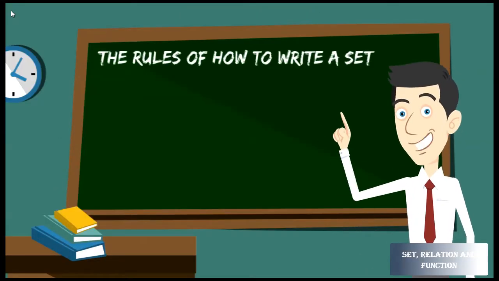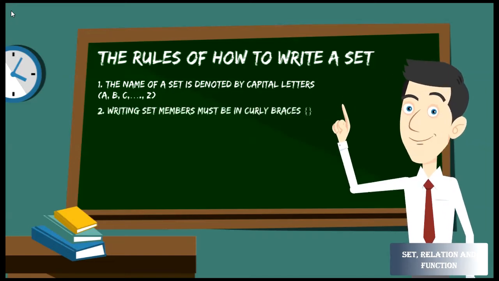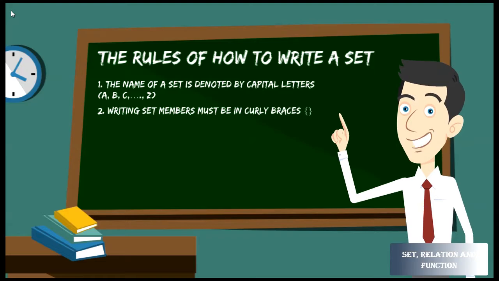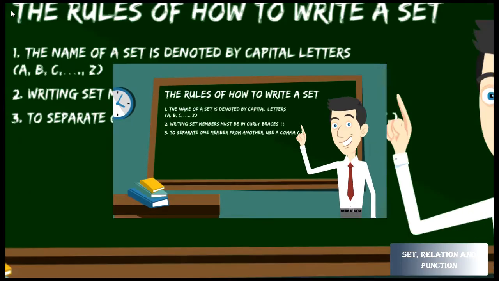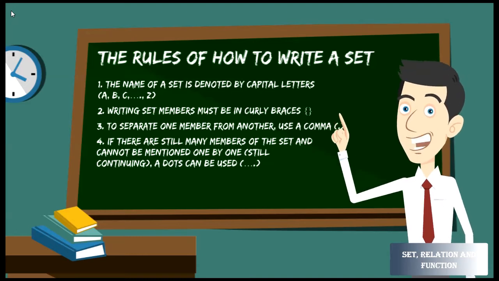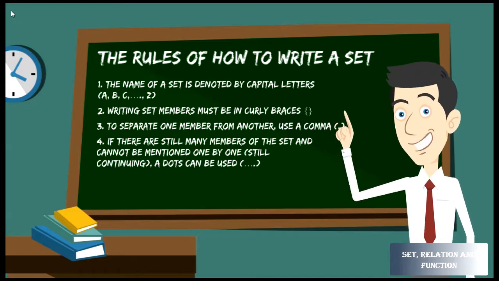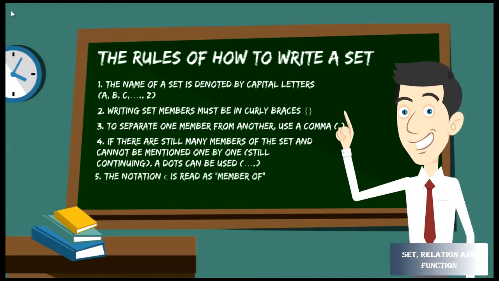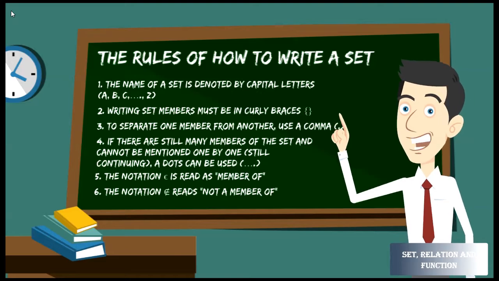Here are the rules of how to write a set. The first one is the name of a set is denoted by capital letters. The second, set members must be written in curly braces. Number 3, to separate one member from another, you use a comma. Number 4, if there are many members that cannot all be mentioned, or the set continues, you can use dots. Number 5, the notation of this symbol is read as member of. Number 6, the notation of this symbol is read as not a member of.